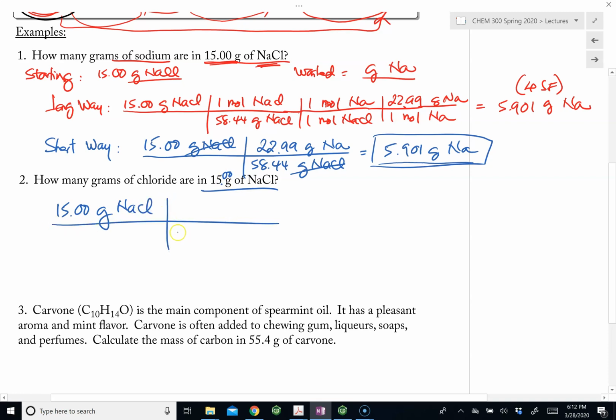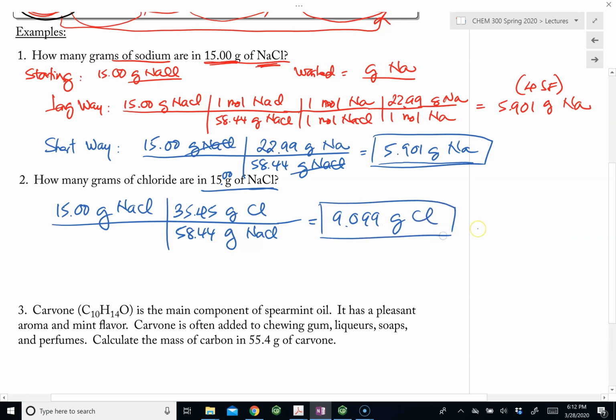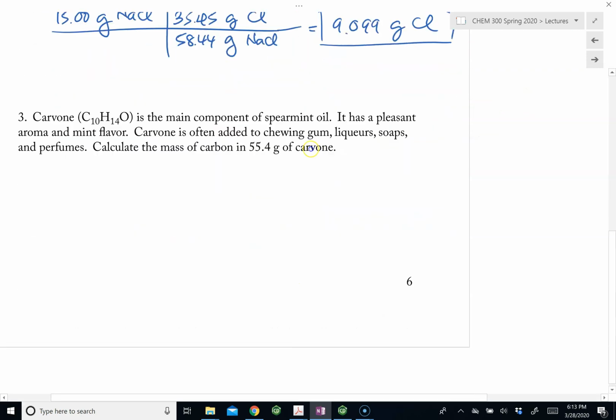Now again, we can see the molar mass of sodium chloride, 58.44 grams of sodium chloride. For the molar mass of chloride, there is 1 mole of chloride in every formula unit of sodium chloride, and 1 mole of chloride will weigh 35.45 grams of chloride. So this would then equal 9.099 grams of chloride. That's how easy it is for us to solve this kind of problem. And now let's try another example.